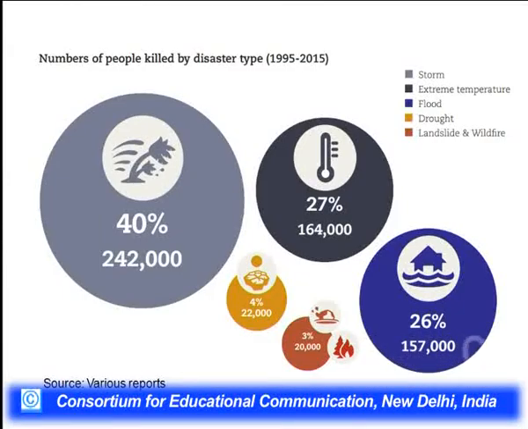Now I would like to take another important figure: the number of people killed by disaster type. Here you can find that more people were killed due to a storm, then extreme temperature, flood, drought, and then landslides and wildfire, having around 3% total. And the total number of people who died during 1995 to 2015 was more than 20,000.